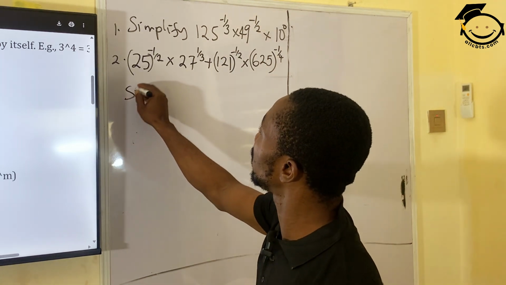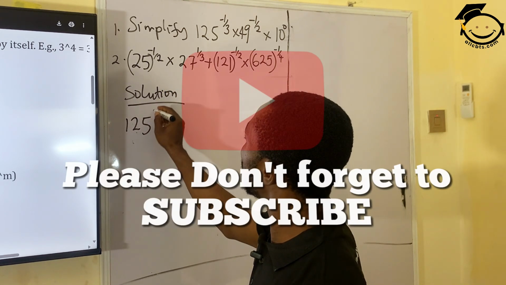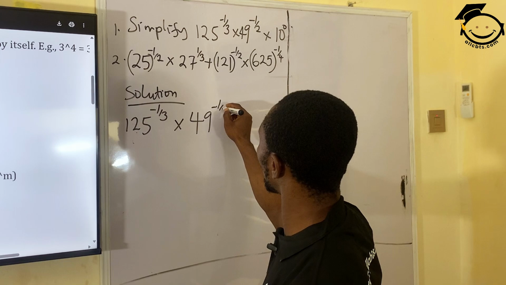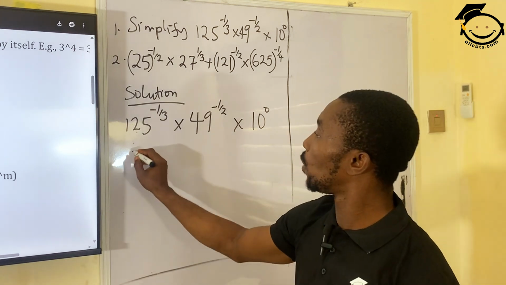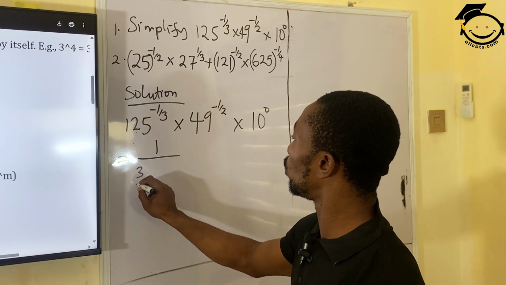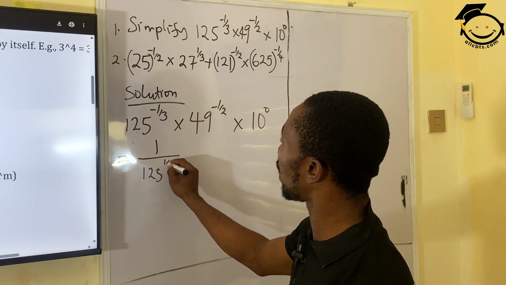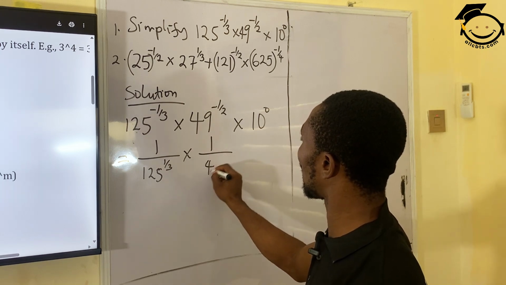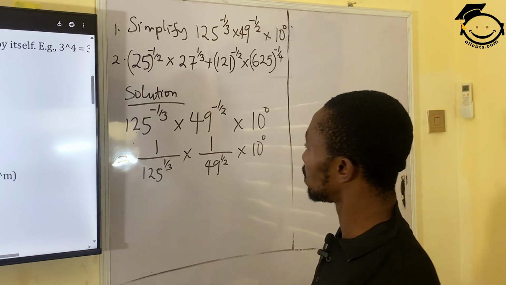So for solution 1, we have 125 raised to power minus 1 over 3 times 49 raised to power minus 1 over 2 times 10 raised to power 0. Now for this, we can rewrite this to be 1 all over, okay, before I go into this, it will become 125 raised to power 1 over 3, the positive part of it, times 1 all over 49 raised to power half times 10 raised to power 0.